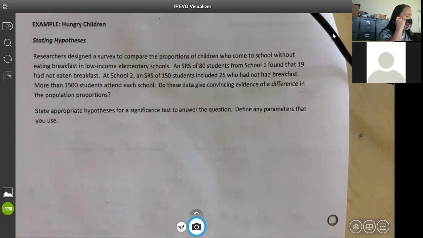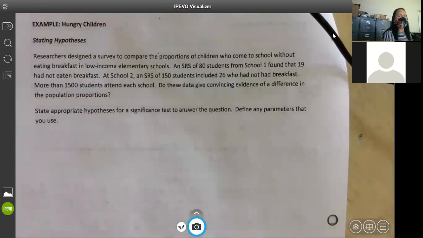All right. Researchers designed a survey to compare the proportions of children who come to school without eating breakfast in low-income elementary schools. An SRS of 80 students from school one found that 19 had not eaten breakfast. At school two, an SRS of 150 students included 26 who had not eaten breakfast. More than 1,500 students attend each school. Do these data give convincing evidence of a difference in the population proportion?